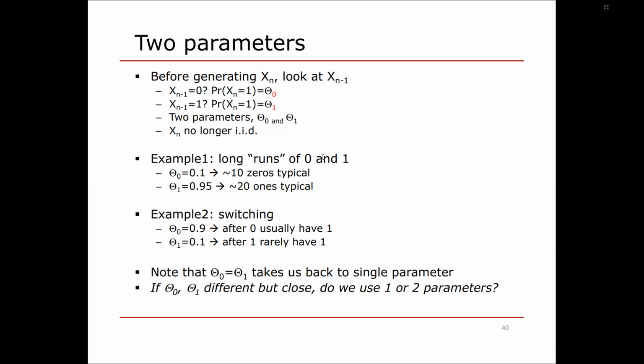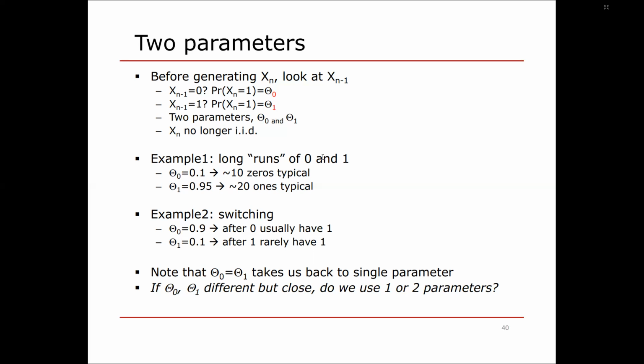Theta 1 will now be equal to 0.95. So given that we have a 1, we're going to continue having a 1 with probability 0.95, which means that 5% of the time we flip back to zeros, and 5% means that 1 in 20 times we'll flip back to zeros, so we'll typically have runs of ones of length 20.